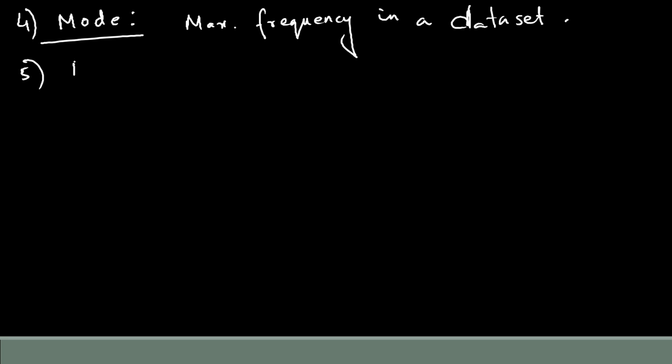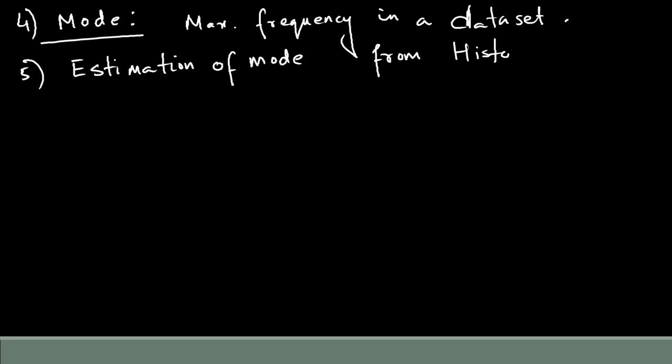Here it is referred to as a histogram. That is, a histogram is a kind of graph. I will show you. So basically, estimation of mode. You have to learn this also. This is also there in your syllabus, from the histogram. Do you have any more pages? Okay, one more page is here.